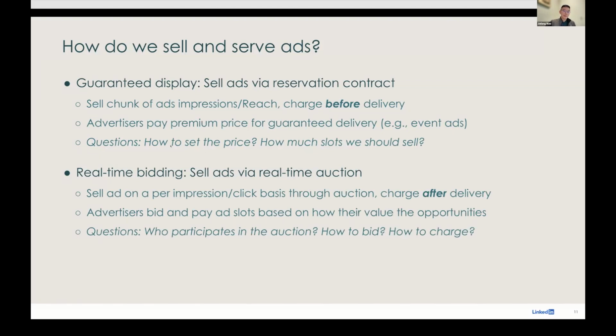So that's why the real-time bidding was actually built first at LinkedIn. And only very recently, people started to think about, okay, shall we offer the other type of buying opportunities for customers? Shall we offer the traditional way of selling ads? Basically, shall we enable guaranteed display on the LinkedIn platform?